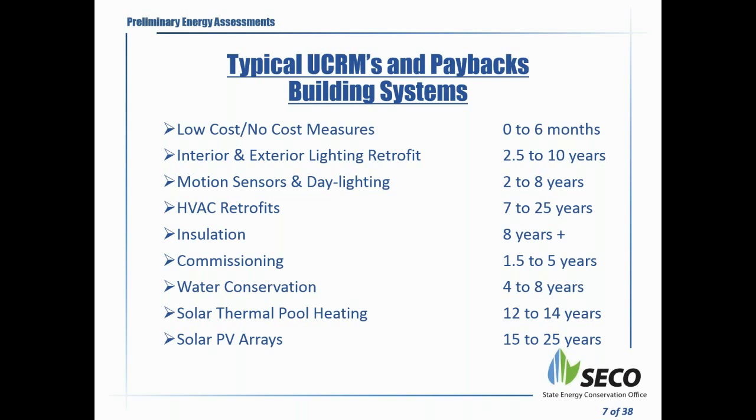Then the interior and exterior lighting retrofit may have a payback from 2.5 to 10 years. Motion sensors and daylight savings, 2 to 8 years. HVAC retrofit, 7 to 25 years payback, a pretty wide variety there. Insulation, 8+ year payback. Commissioning could have anywhere from 1.5 to 5 years of payback. Water conservation measures, 4 to 8 years. Solar thermal pool heating, mostly using solar energy for pool heating, 12 to 14 years. The solar PV systems may have anywhere from 15 to 25 years of payback.